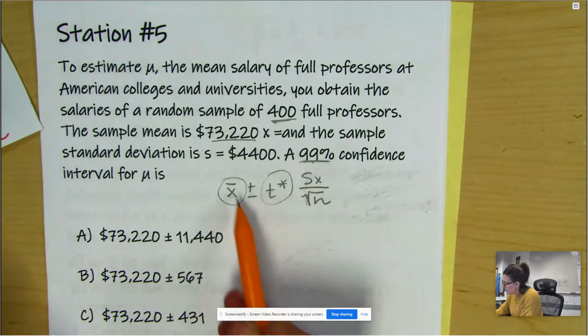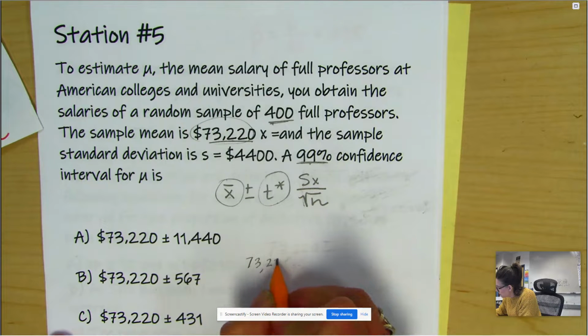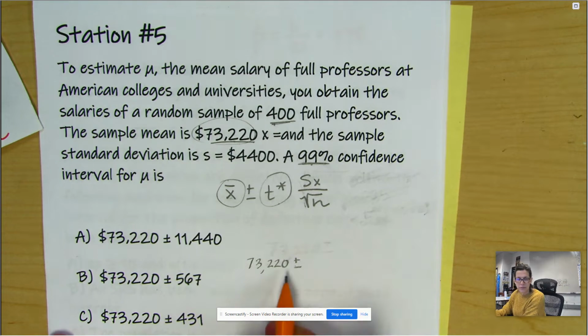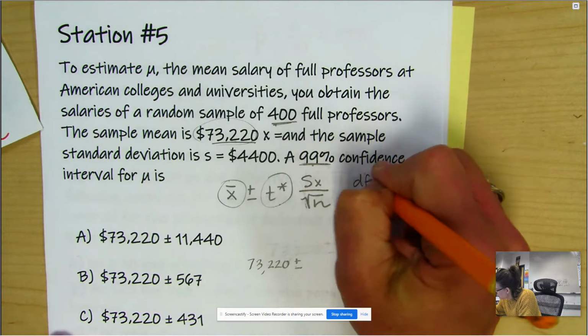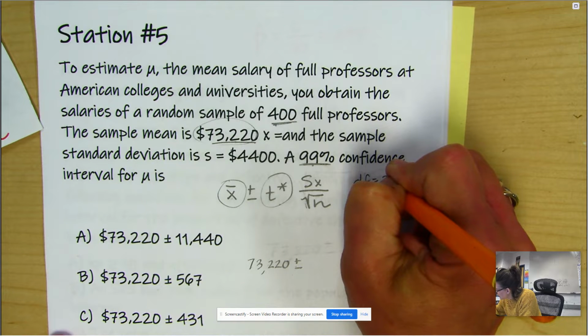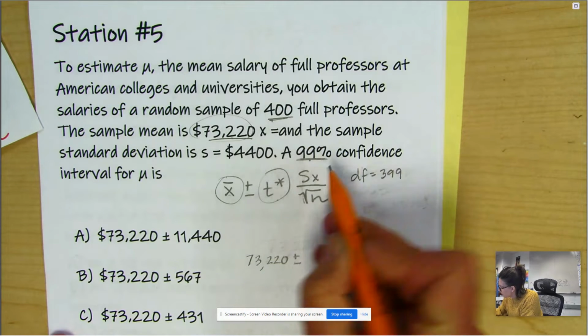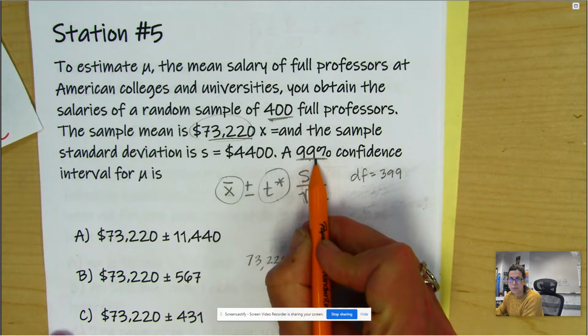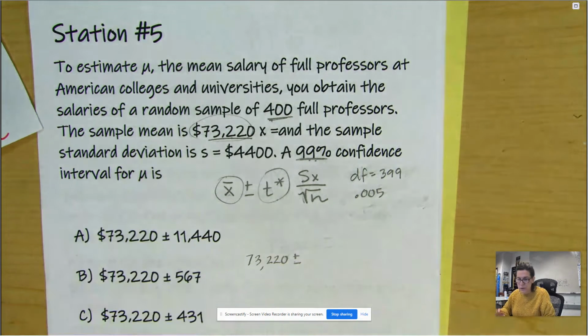Okay, so they already give you the sample mean: 73,220 plus or minus. Now for T star, you need degrees of freedom, which is going to be 399. That's a really large sample. The confidence level is 99, so 100 minus 99 is 1. Half of that is 0.5, and then you're going to go 0.005 for each tail.